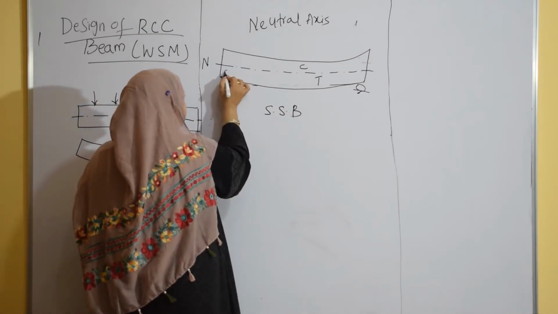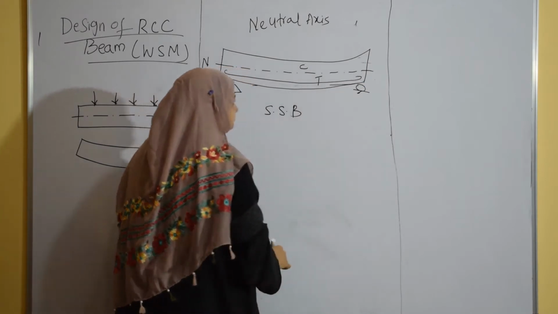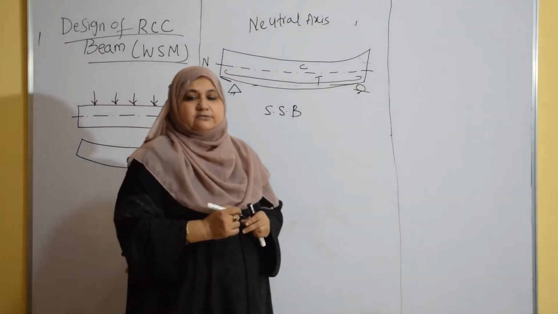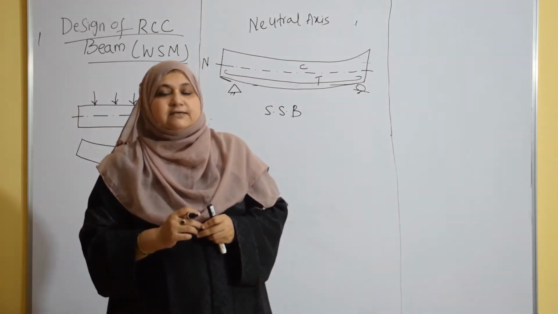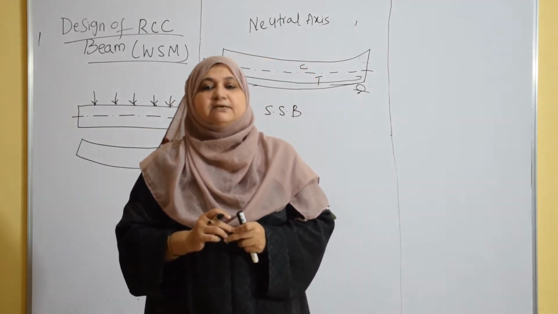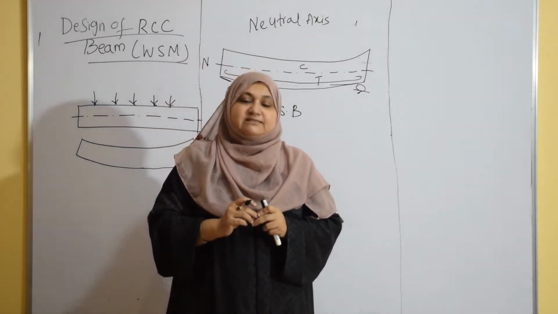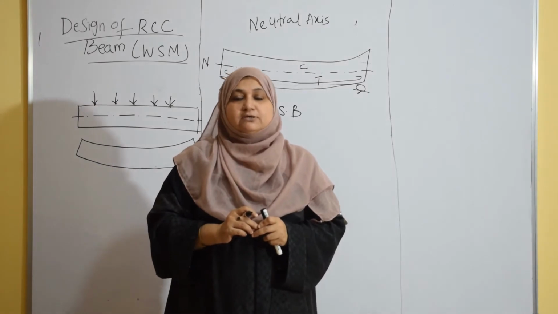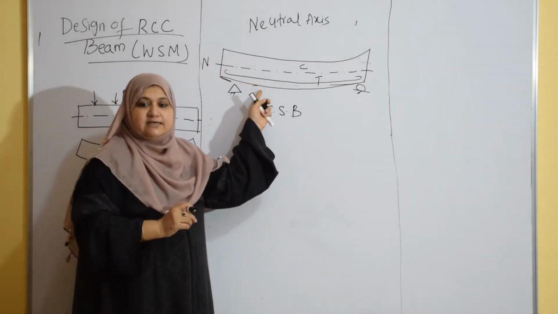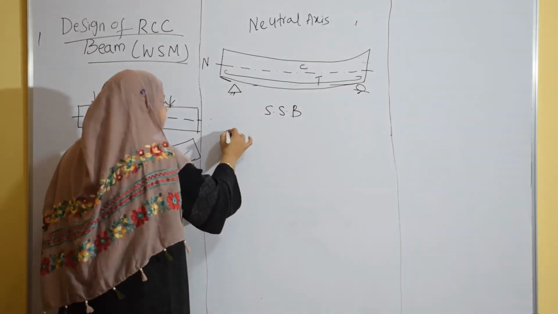So what I am going to do is provide steel here. This figure shows that in simply supported RCC beams subjected to transverse load, when it is subjected to bending due to transverse load, steel is provided in the tension zone. Steel is placed in the tension zone.